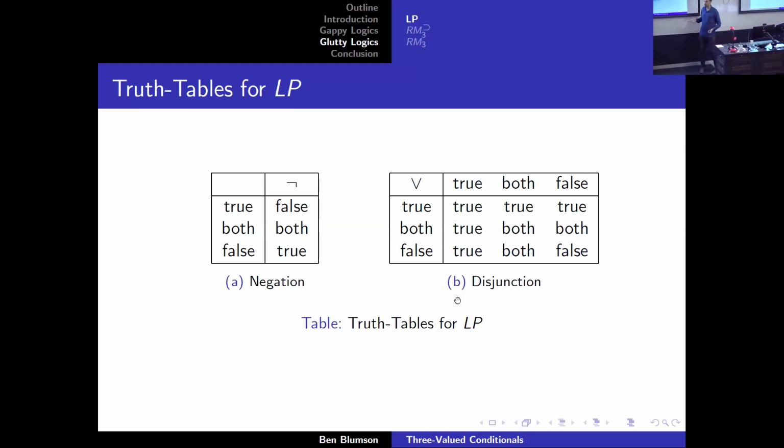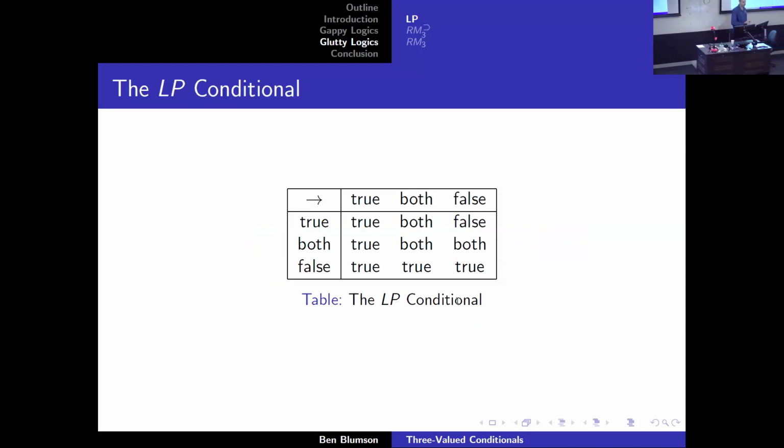We get roughly the same truth tables. The difference is that now we interpret validity differently. So now an argument is valid if you cannot go from true or both to false. So now true or both are the good guys and false is the bad guys. So it's that change in the definition of validity that makes the difference. If we accept the equivalence thesis, the truth table for the conditional looks like this. And again, just like before with K3, both sides of the argument now fail.